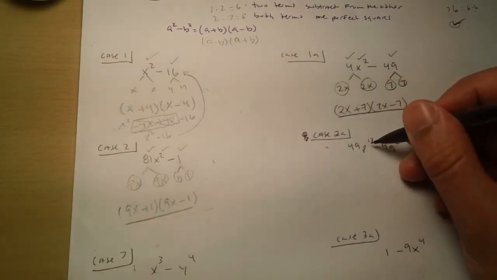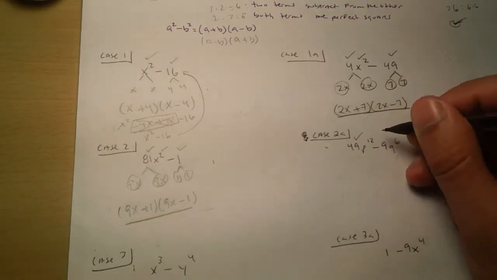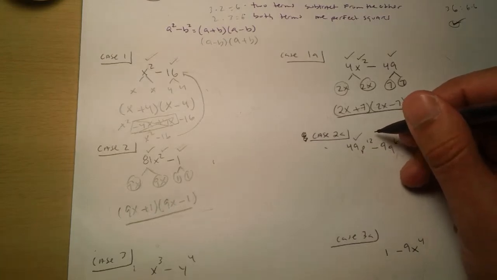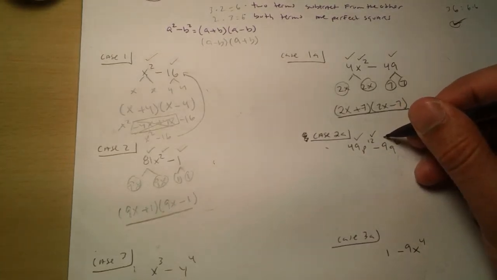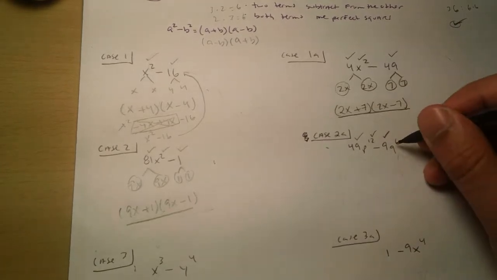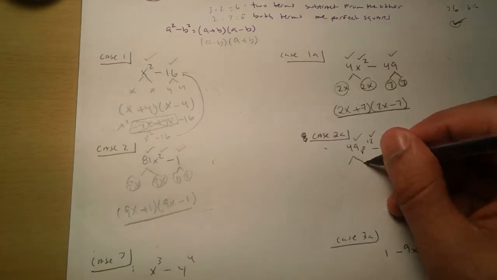We have 49 and p to the power of 12. Is that a perfect square? Is 49 a perfect square? Yes. P to the power of 12, it's an even number, so it's a perfect square. Is 9 a perfect square? Yes. Is q to the power of 6 a perfect square? Yes, it is.